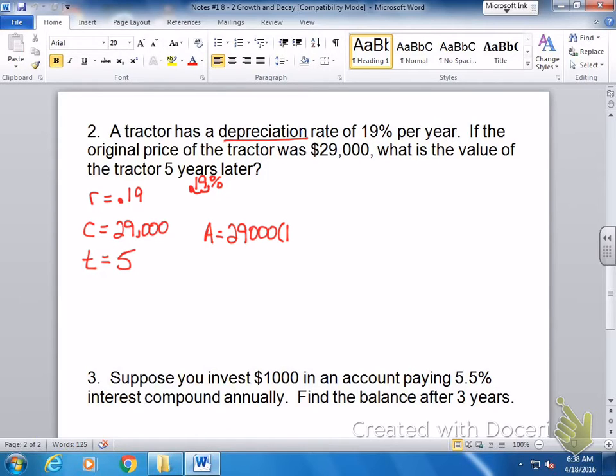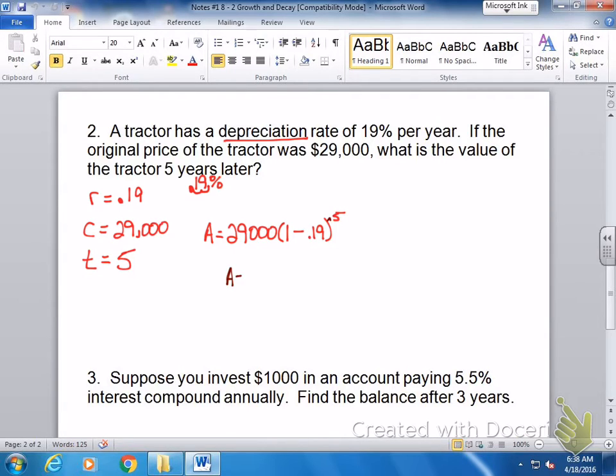Now you should realize that it's going to go down. When you own something for a while, the value goes down, so it's going to be subtraction. So we're going to subtract our rate, 0.19, and we're going to raise that to the fifth. So guys, basically the exact same problem as last time, except for this one, the number needs to be smaller, so we use subtraction. Now again, that's just a calculator problem. You can put it in there pretty easy.